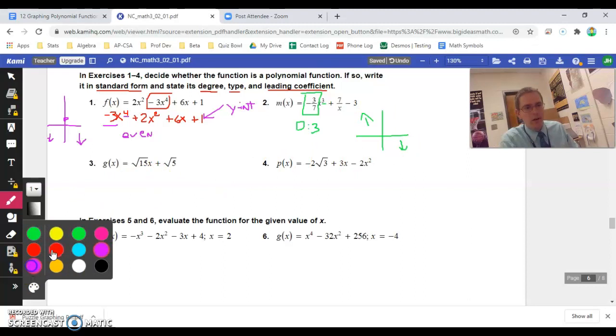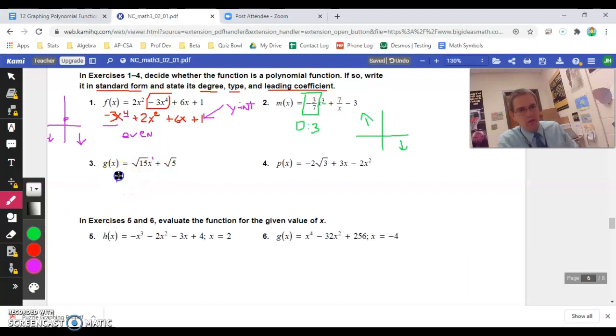On number 3, this one, the degree is a 1. You have an understood exponent of 1 there, so a degree of 1, that is an odd function. If you were looking at the end behavior, it would go up on this side because it's a positive leading coefficient of square root of 15, so that means it would be going down on the other side. And then this number here, of course, is my y-intercept.